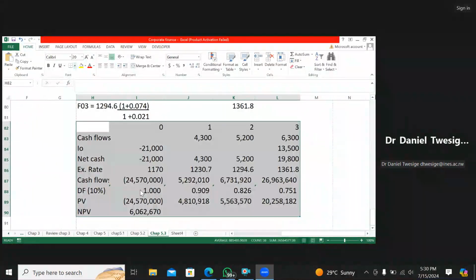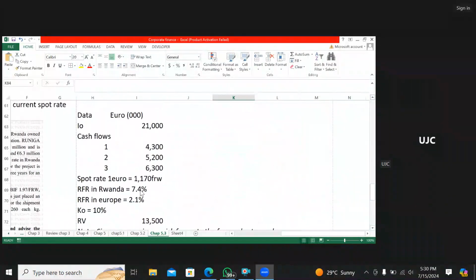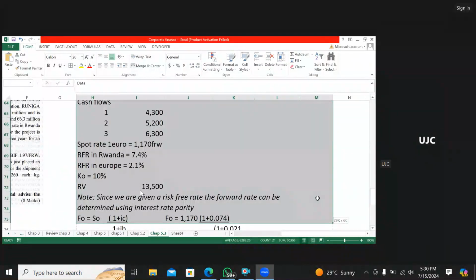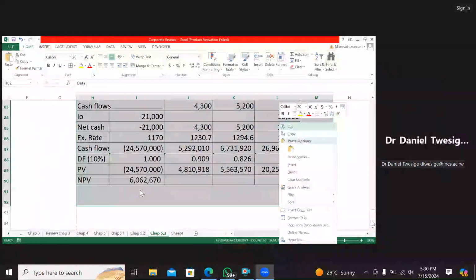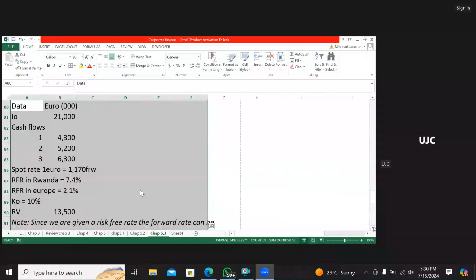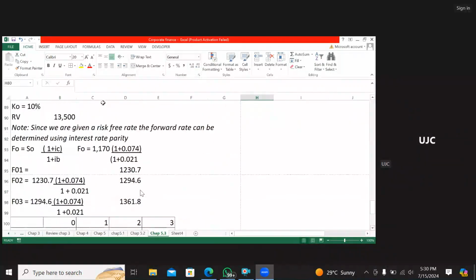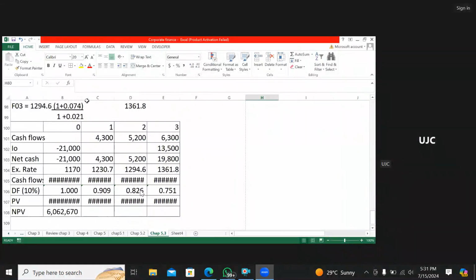Question, sir. Yes, please. I'm still having a problem because this is a Rwandan company, so there is a bit of confusion. You say that we have to look at the one which has the higher risk-free rate to be considered as the interest in the foreign country.